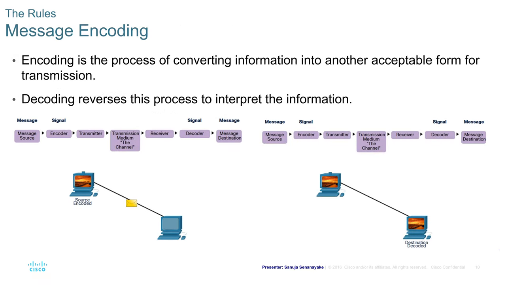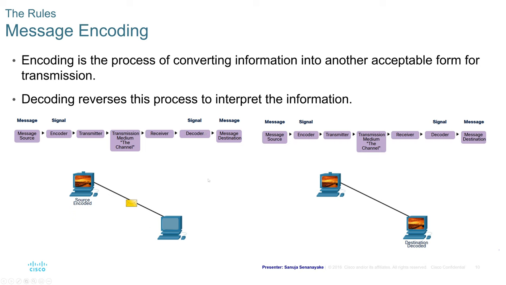So the first thing we're going to look at is message encoding. Encoding is the process of converting information into another acceptable form of transmission. Decoding reverses this process to interpret the information. So how it works is the encoding process will take the message from the source and encode it, in this case as an email, for example, so that it can be transmitted through these layers, these different sections, and then be received by the destination.